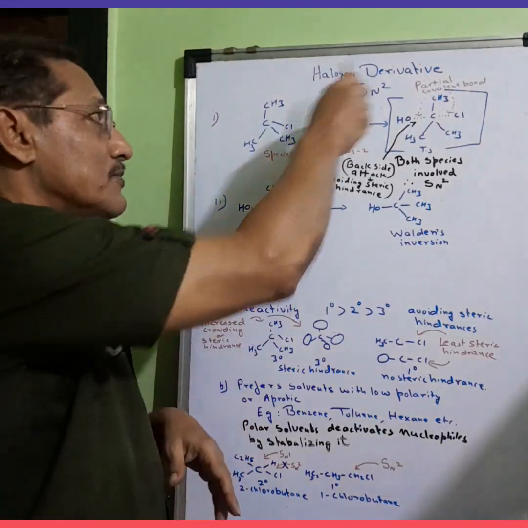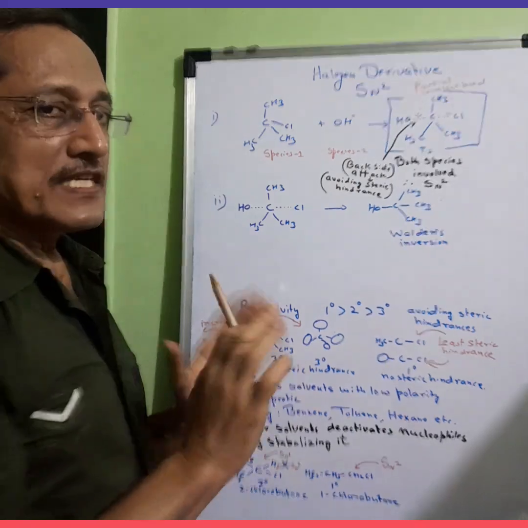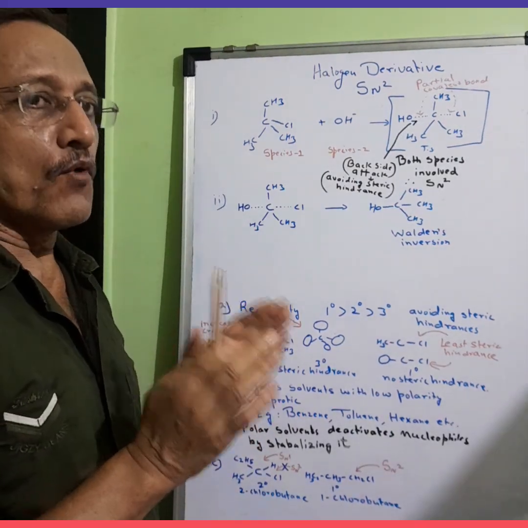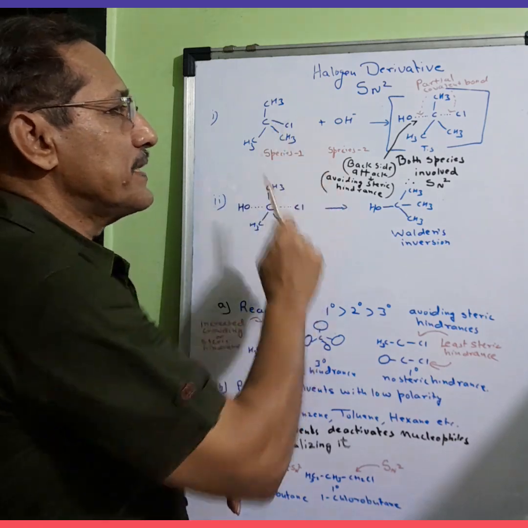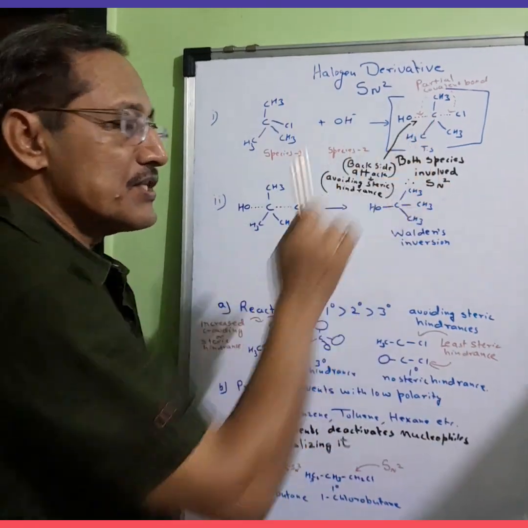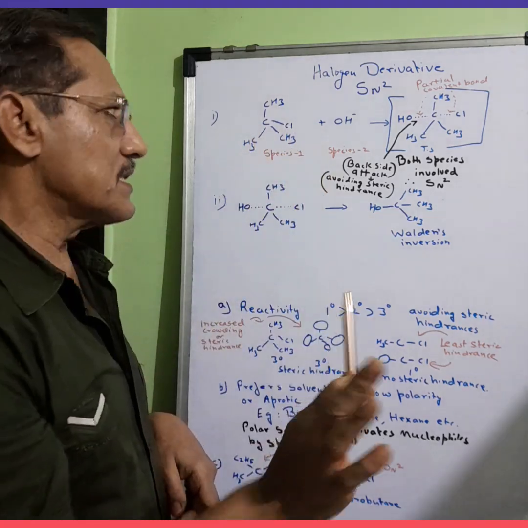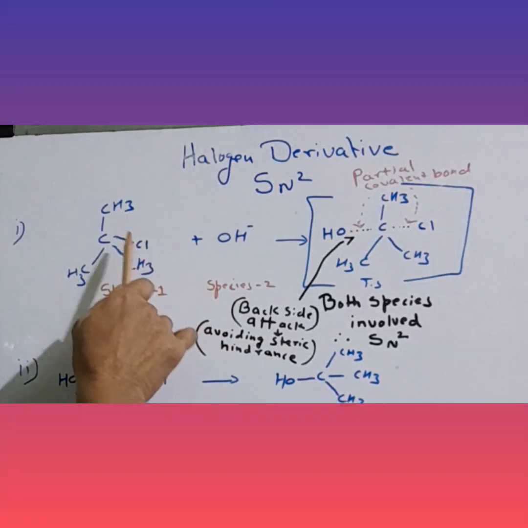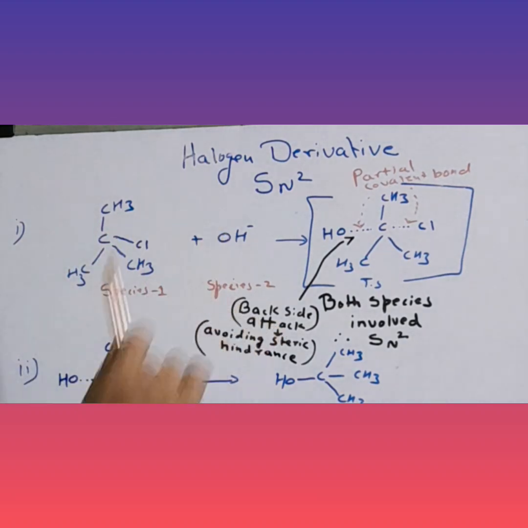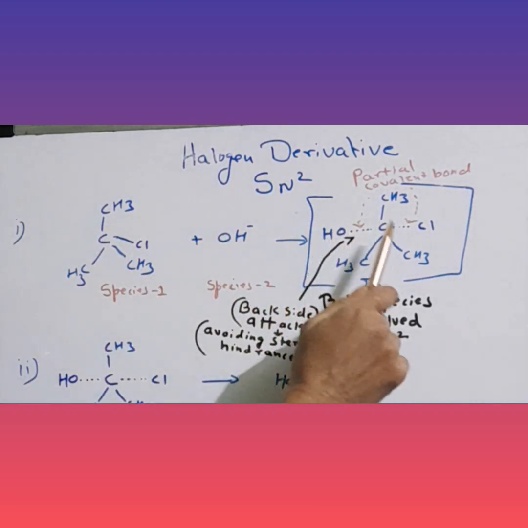Hi guys, we are into Halogen Derivatives, SN2 mechanism. Now in case of SN1 we already saw that in the SN1 mechanism, only one of the two species was involved in the transition state. Here we observe the same species as in SN1, t-butyl chloride, reacting with hydroxide. In the transition state, this is also involved, both are involved.